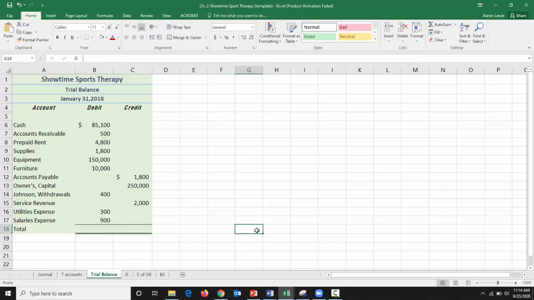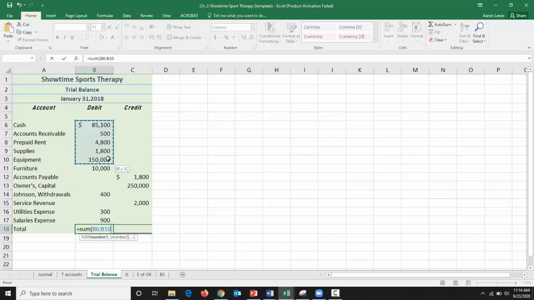And now that we have all of our accounts in our trial balance, what we got to know is, do our debits equal our credits? So we would add up all of our debits. We would take $85,100 plus $500 plus $4,800 plus $1,800 plus $150,000 plus $10,000 plus $400 plus $300 plus $900. And when we do so, it comes out to be $253,800. That's our total balance of all of our debits.